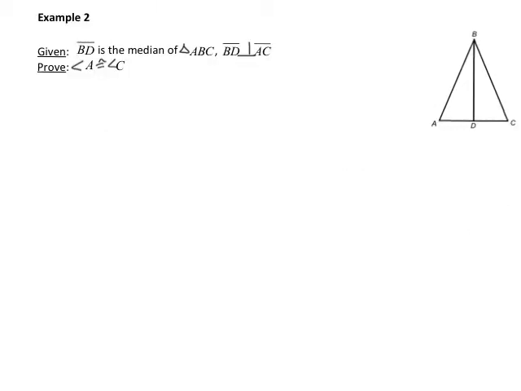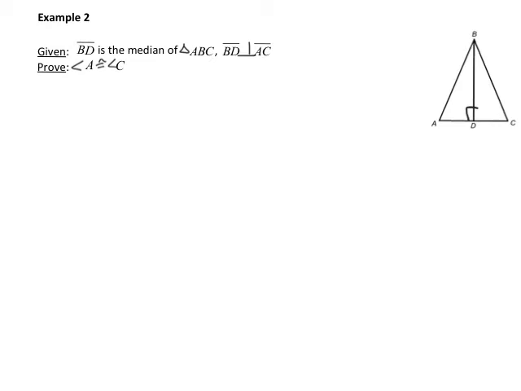So let's look at this proof. Now we can use the definition of median and the definition of an altitude to get some more congruent statements. So BD is the median of triangle ABC, and I'm also given that BD is perpendicular to AC. I could call it the altitude, but I don't need to. I want to prove that angle A is congruent to angle C. Well, the standard way we do that is we get triangles congruent, and then we can go back and get the corresponding parts congruent with CPCTC.